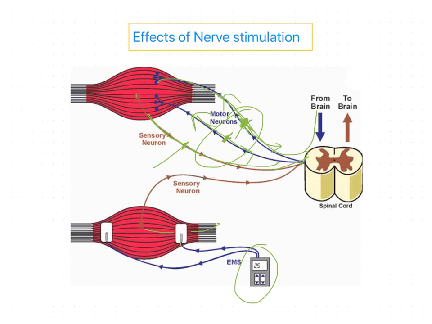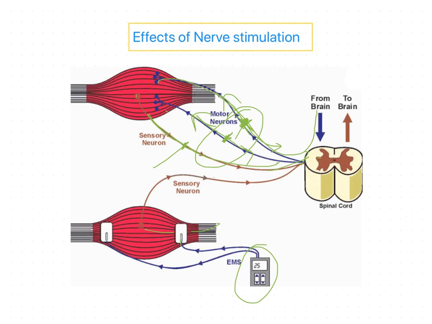So you can see the arrow marks here. It passes to the muscles supplied by the nerve, causing them to contract. When a stimulus is applied to a motor nerve trunk, impulses pass to all the muscles that the nerve supplies below the point of stimulation.